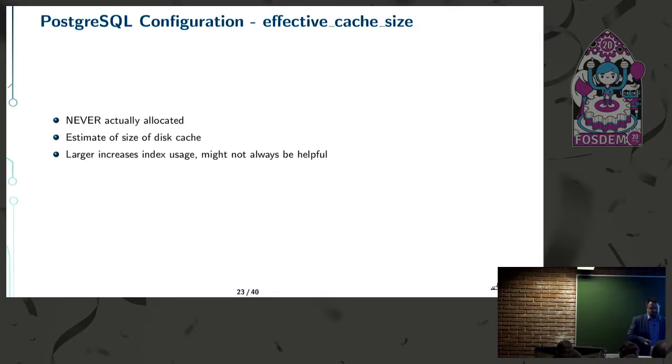Effective_cache_size. This is a parameter not everybody really thinks about. It's never actually allocated, right? It's an estimate of the size of the disk cache. And basically what Postgres is trying to use this for is to decide, is this page likely going to be in memory or not, right? Maybe it's not in my shared buffers, but it might be in the disk cache, right? So if it's in the disk cache, then there's a good chance that I can utilize it more efficiently without having to go to disk, right? In which case, I'll be able to pull it back quicker. And so that can lead to, say, maybe it would be better to use an index scan rather than a tuple scan.